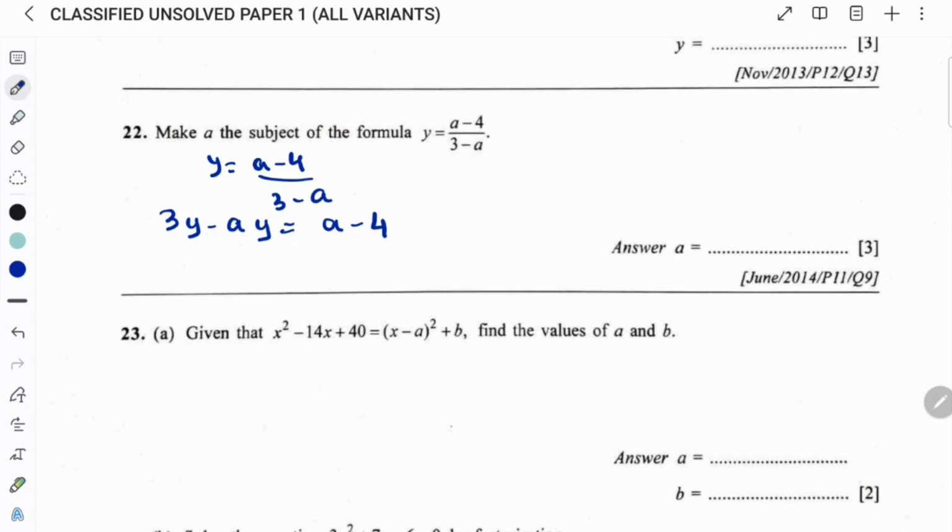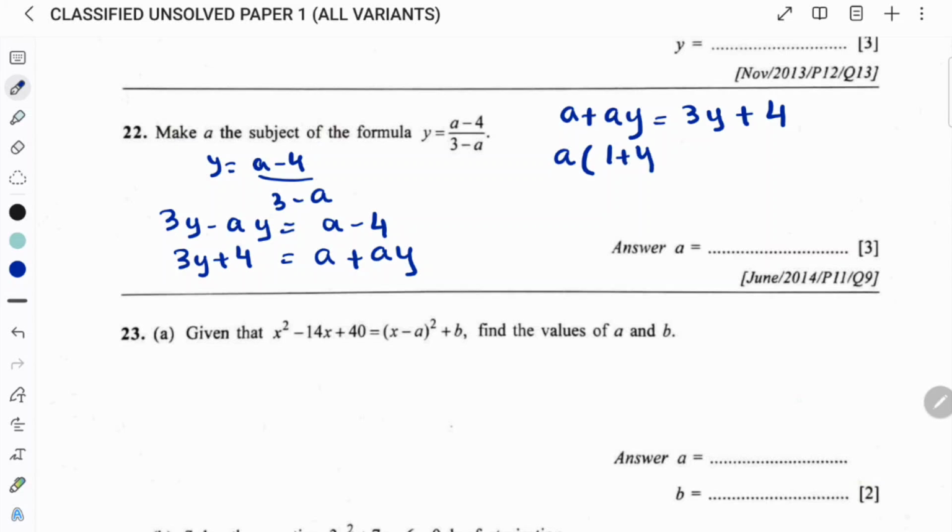And we want to keep A as positive. So we can write down 3y plus 4 is equals to A plus AY. All right, so A plus AY is equals to 3y plus 4. Take A common. A times 1 plus y is equals to 3y plus 4. Everything comes out as common, so 1 is left. Okay, so A is equals to 3y plus 4 upon 1 plus y. So that is 3y plus 4 upon 1 plus y is the answer for this question.